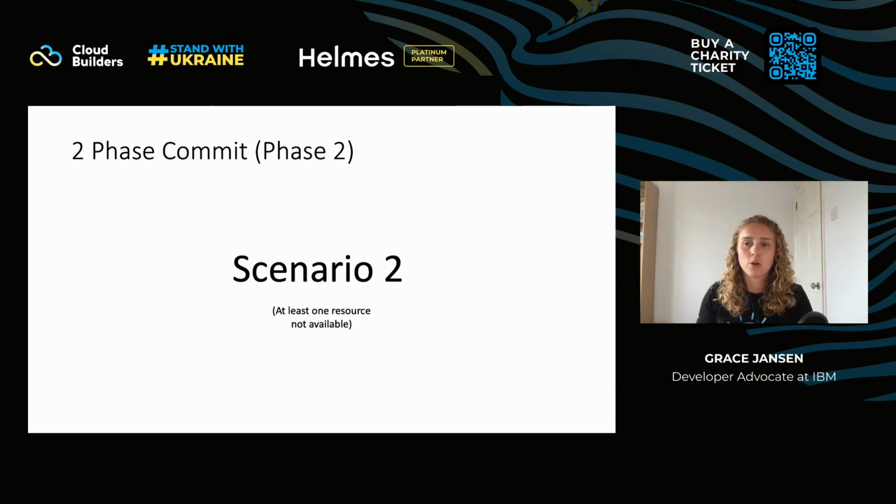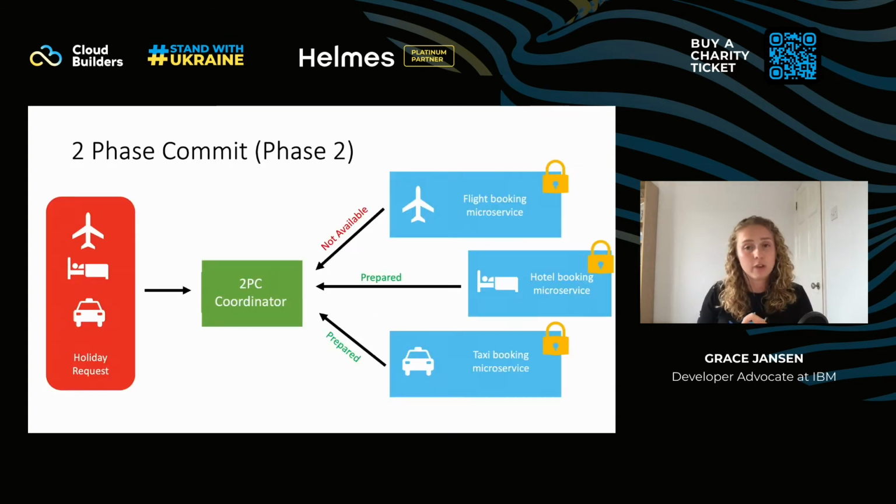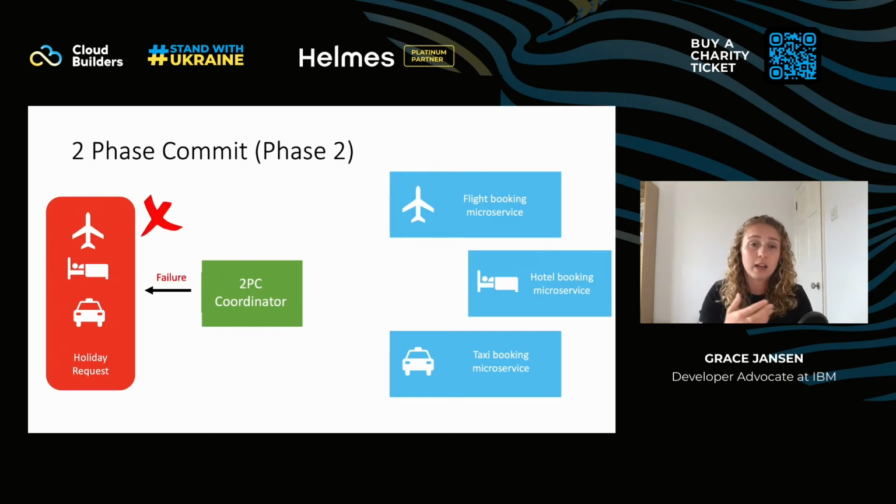Now, in this scenario, we're going to say the flight is unavailable, which is happening more and more at the moment. So in this, our flight microservice sends back a request that says, actually, I'm afraid all the flights are booked that you could take for this package holiday, so I'm actually not available. And so instead, what the coordinator says is, abort, we can't do the transaction, because if all of you aren't available, I can't do this transaction. So they're going to abort that, they're going to become unlocked, and we're going to send a failure message back to that holiday request to let them know, and no payment will be taken.